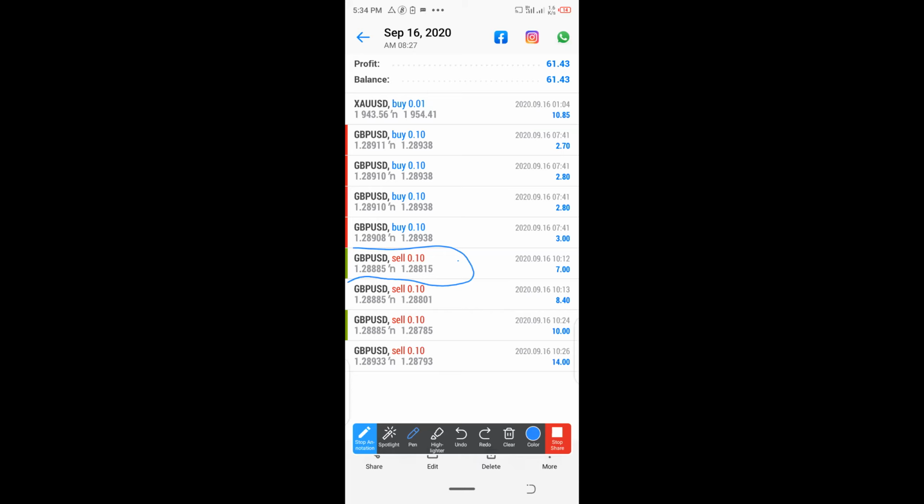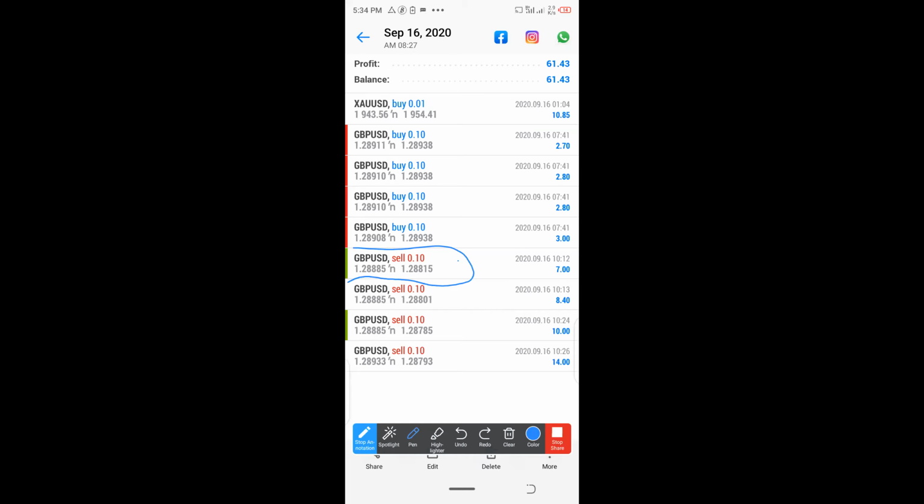Is that a mini or a micro lot size? What kind of lot size is that? Is that a mini or micro? It is mini. I used mini lot size. Amazing. Great people in the class.